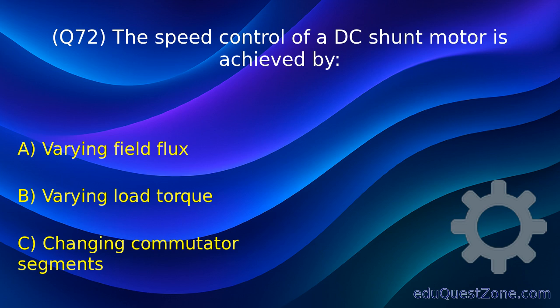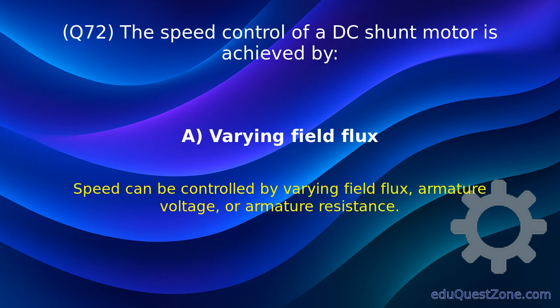Question 72. The speed control of a DC shunt motor is achieved by. Option A, varying field flux. Speed control is done by varying field flux, armature voltage, or armature resistance.